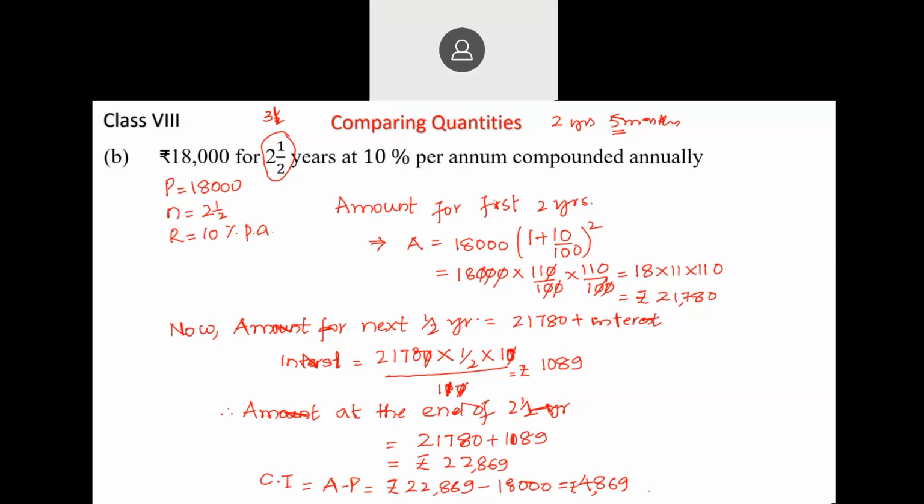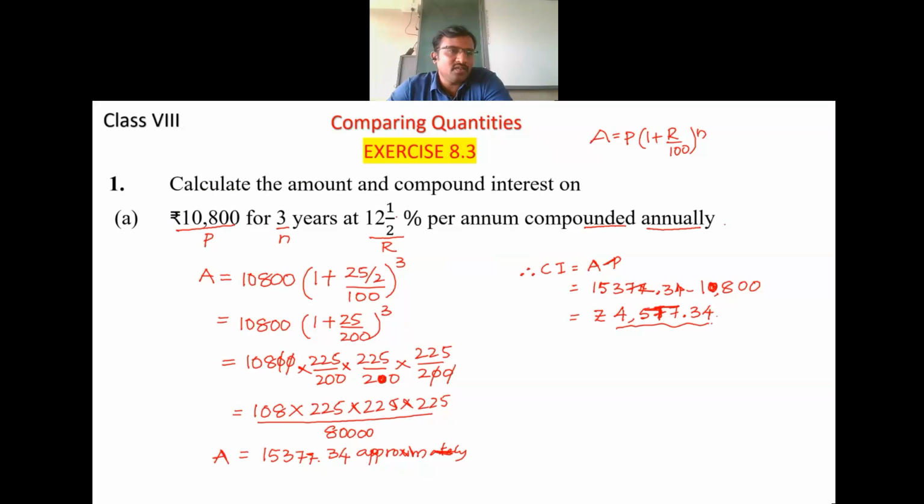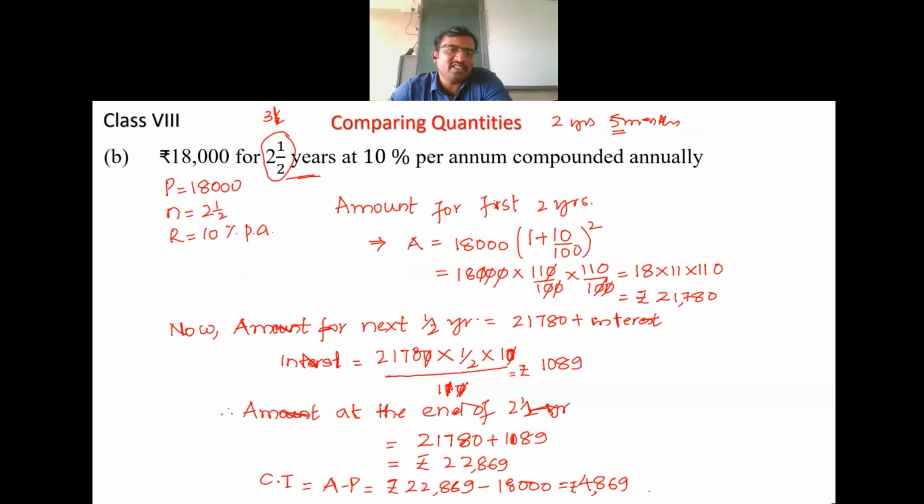See, in the previous question, that was a 12.5% rate of interest. Here it is number of years. In the previous question, the number of years was very clearly 3 years. In this question, it is 2.5 years. When years are not given as a complete number, we have to split that, 2 plus half. If they give it in days, we can still solve it.